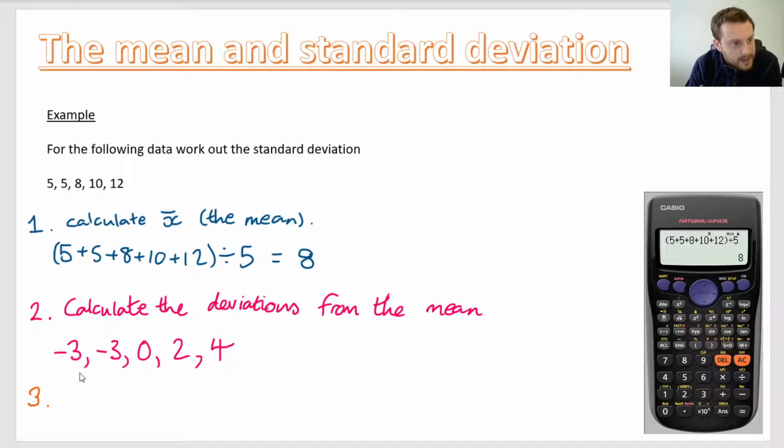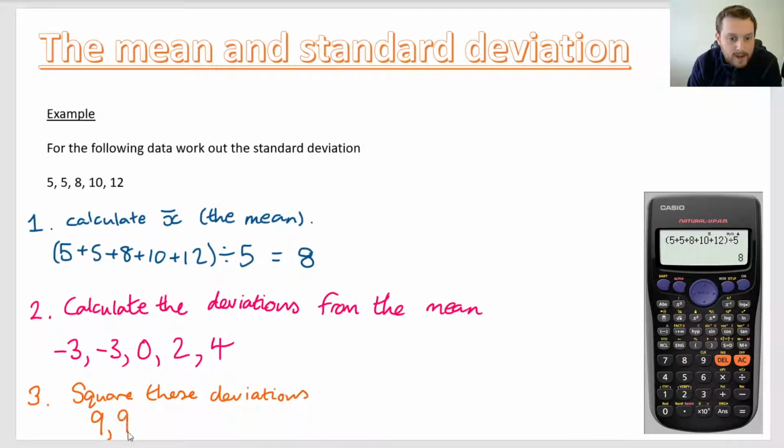So it's a bit more of a complicated situation, and some more advanced mathematics has gone into showing that this is really quite a useful measure. And of course, we're just learning how to work it out. So the next thing we do is we square these deviations from the mean. So -3 squared is 9, -3 squared is 9, 0 squared is 0, 2 squared is 4, 4 squared is 16.